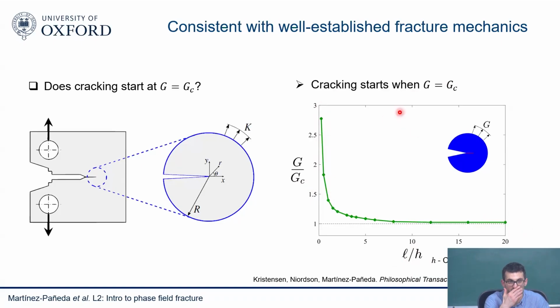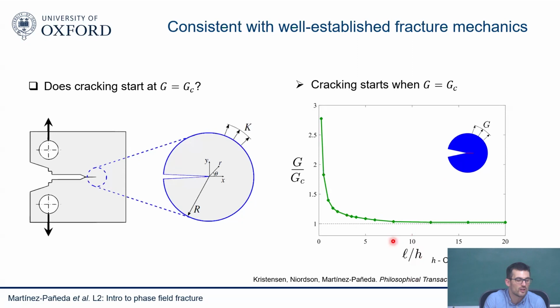So my method is going to predict that cracking will initiate when my energy release rate reaches a critical quantity, when my stress intensity factor reaches a critical quantity. So in good agreement with fracture mechanics. What you can also see is that, of course, your mesh has to be fine. You need to make sure that you resolve your phase field length scale.